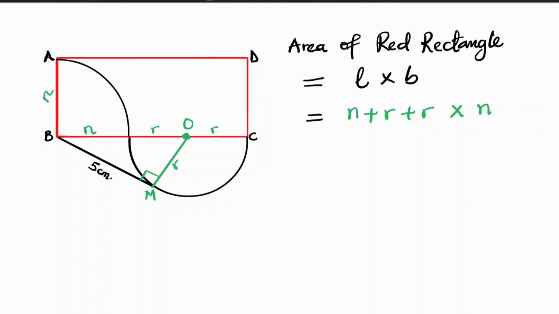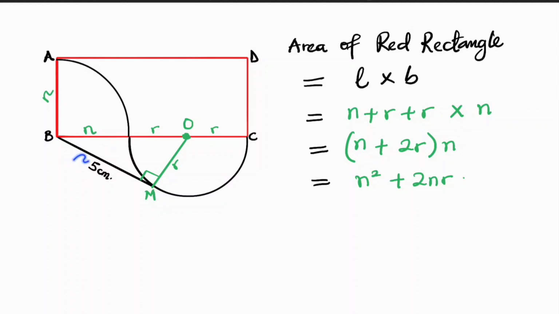So what we have here is going to be N plus 2R, because R plus R gives us 2R, then multiplied by N. If we open that bracket, we're going to have N squared plus 2NR. So let's note that first and foremost. That is the area of the rectangle in terms of N and R.